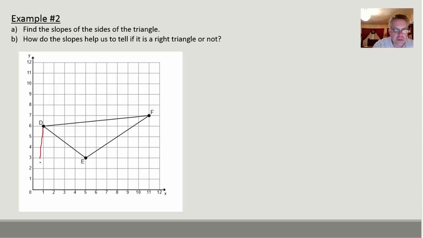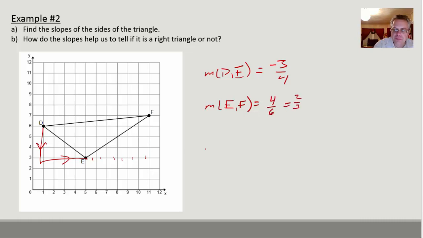We're going to find the slope of DE. We went down and to the right. So the slope of DE is equal to negative 3 over 4. Okay, the slope of EF. Let's see, we go over 1, 2, 3, 4, 5, 6. We go up 1, 2, 3, 4. So that's 4/6, which is 2/3.